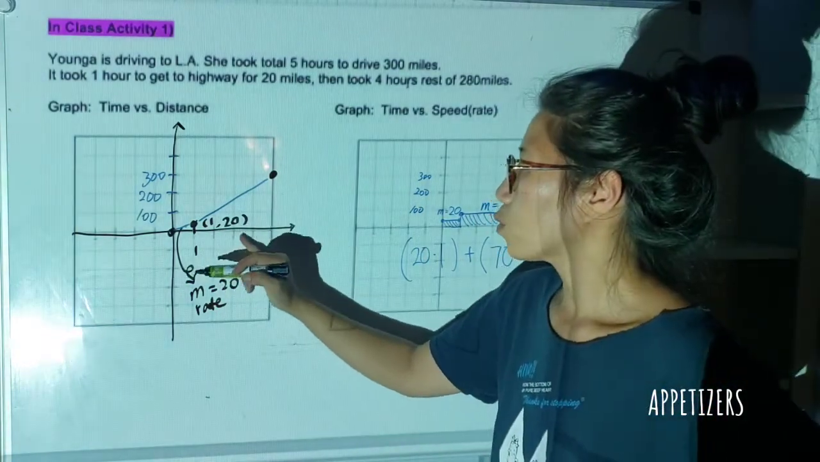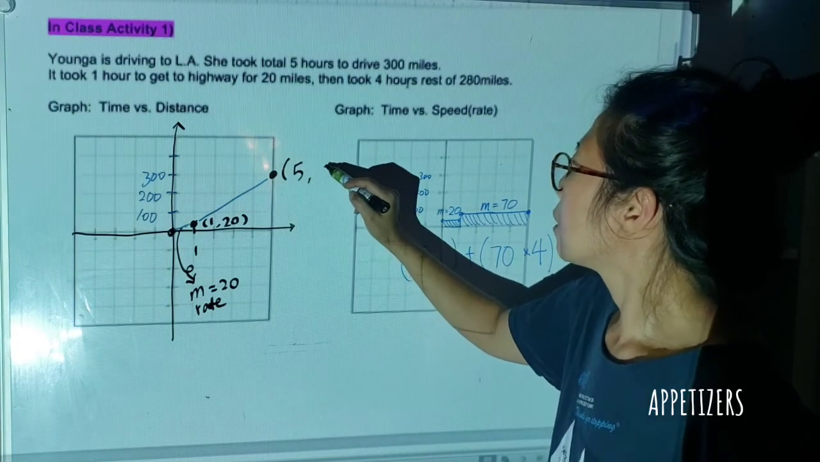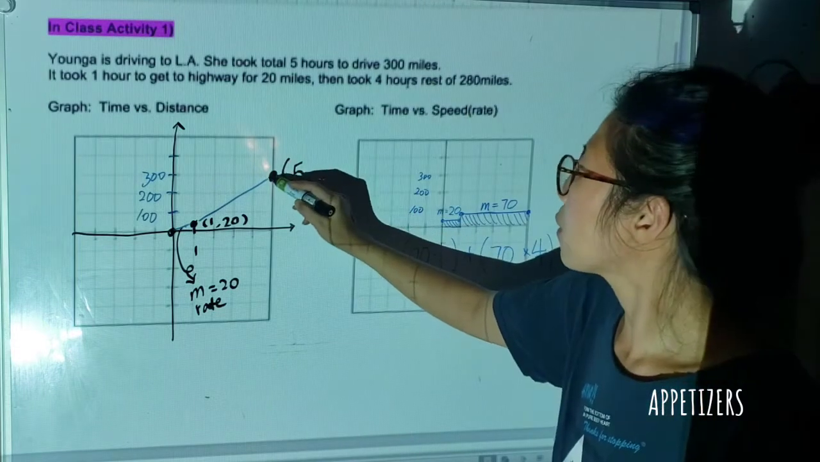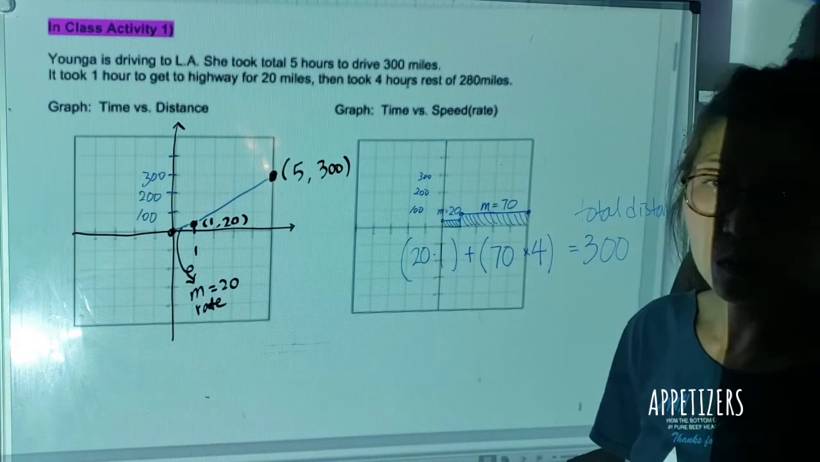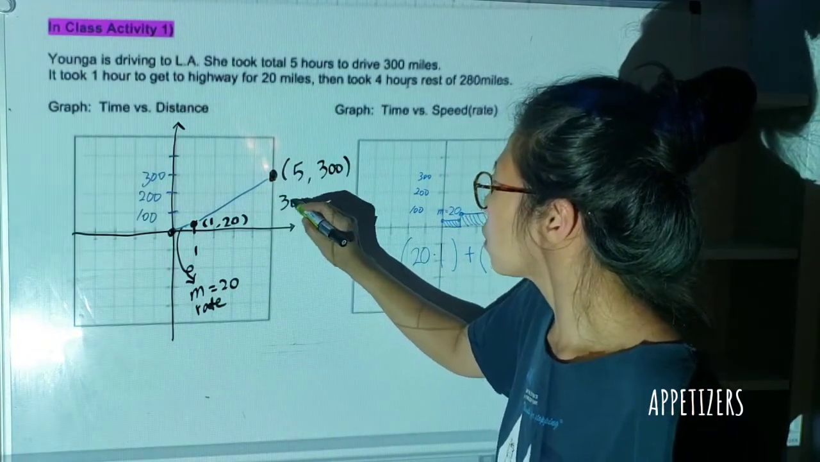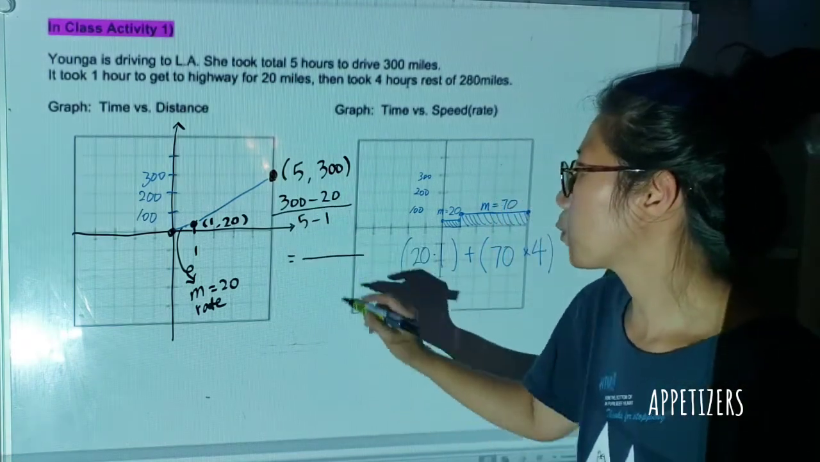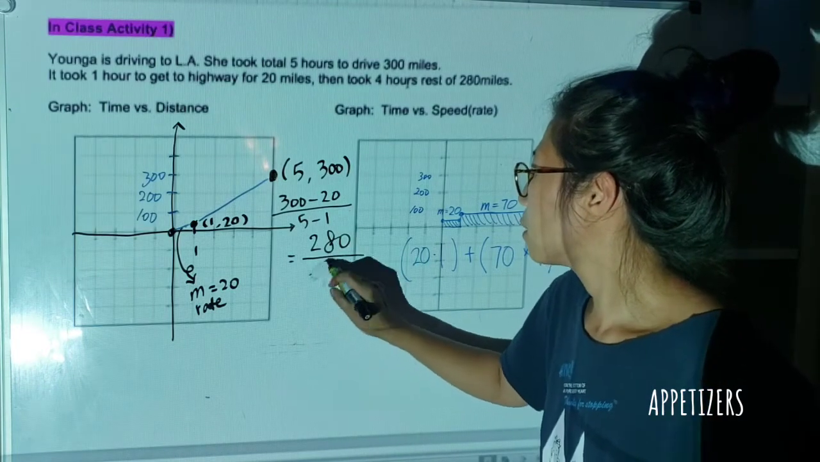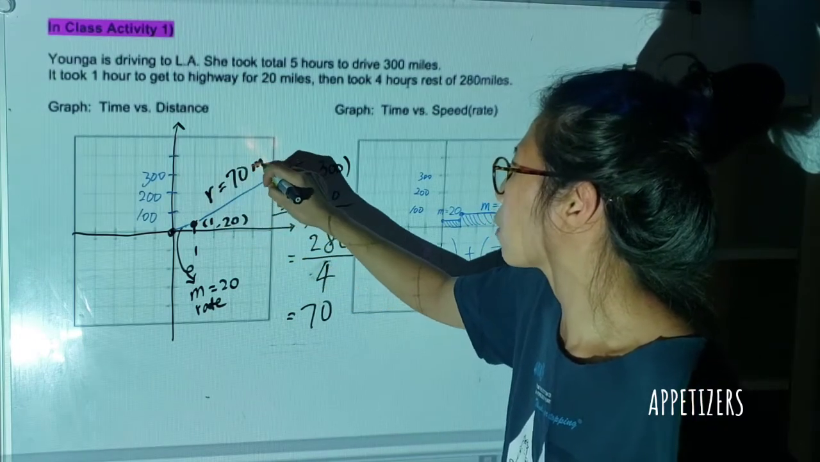Now, (1, 20) through is going to be (5, total). It drove 280 in total, so where it's going to get there is going to be 300, right? Because 20 plus 280, just don't forget. So if you want to find the rate, it's going to be 300 minus 20 over 5 minus 1. So put it into the slope formula. So 280 over 4. So I get 70 as the rate in here. So my rate is 70 miles per hour.